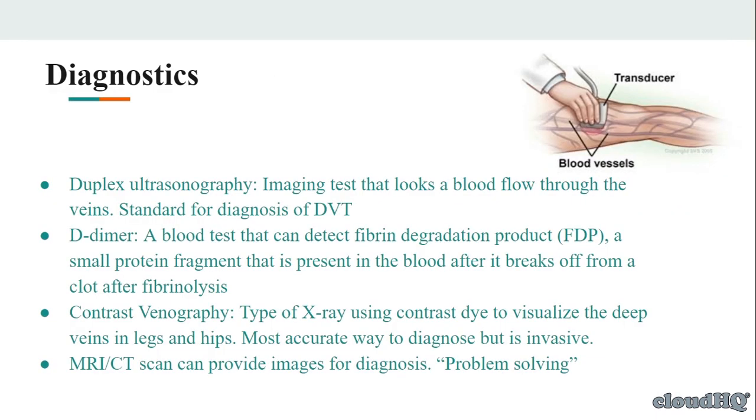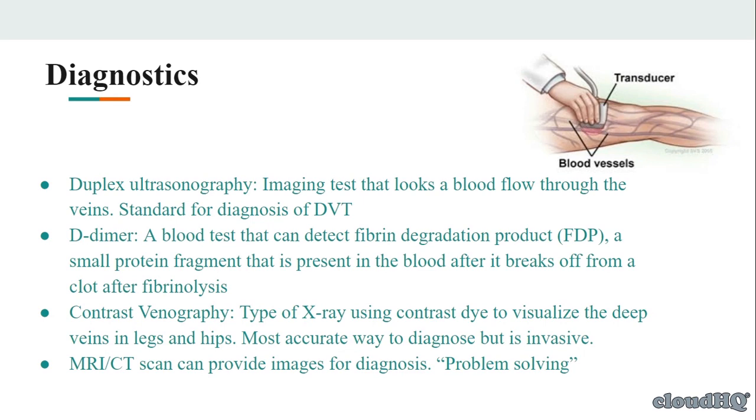For diagnostics, we have the duplex ultrasonography, and that uses two modes of ultrasound. The beam mode finds images, and then the Doppler shows the velocity and direction of the blood flow. It can show structure and location of occlusion, and it's a non-invasive test.